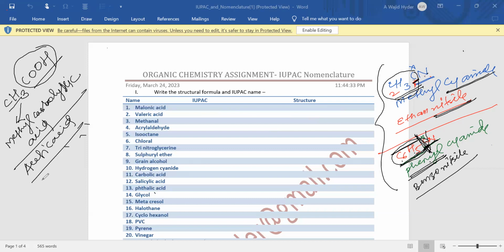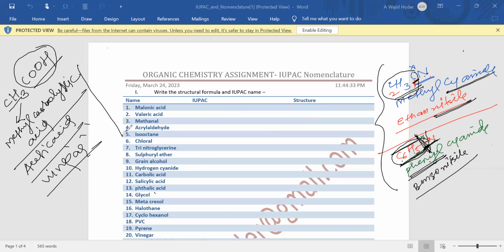What is its common name? Vinegar. This was the first organic compound which we started using. Egyptians were the ones who started using vinegar to preserve their food. Now see, this is one method.